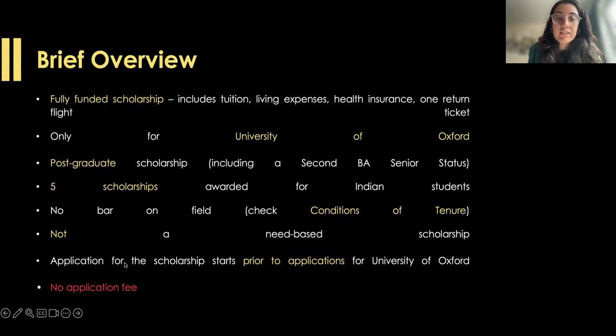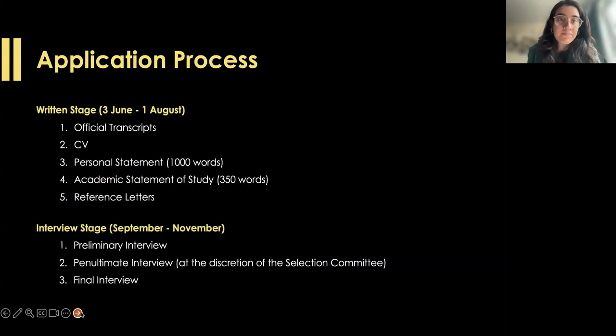The application for this scholarship starts prior to applications for University of Oxford, which means that you first apply for the scholarship, get the scholarship, and then you apply to Oxford. You do not need an offer from Oxford already to apply for the scholarship. And very importantly, there is no application fee. You go to the portal, it's free of cost, and you make your application and submit it. You don't have to pay anything.